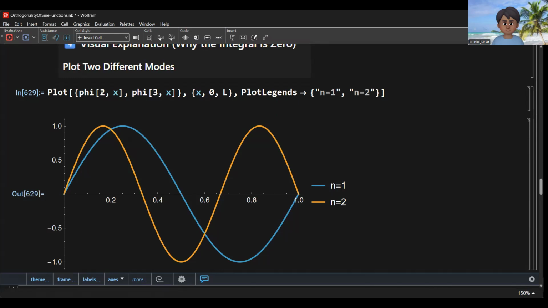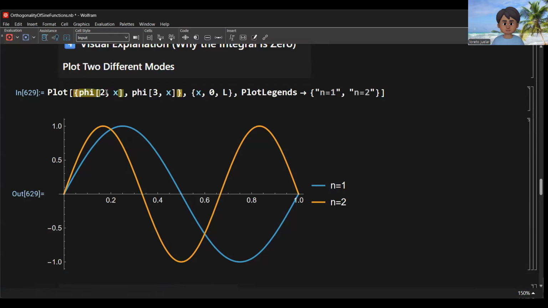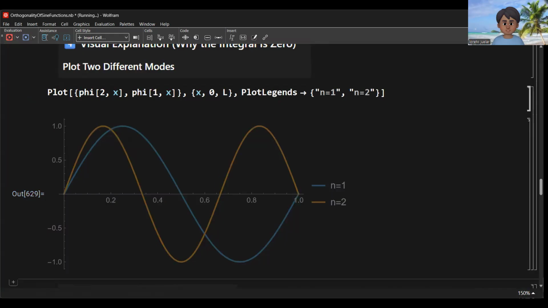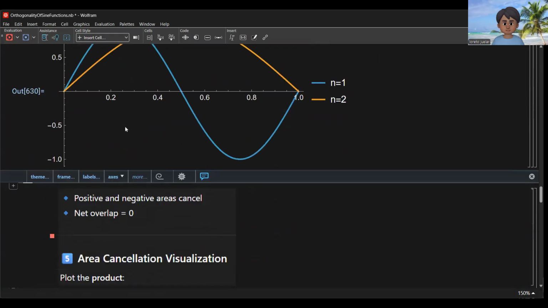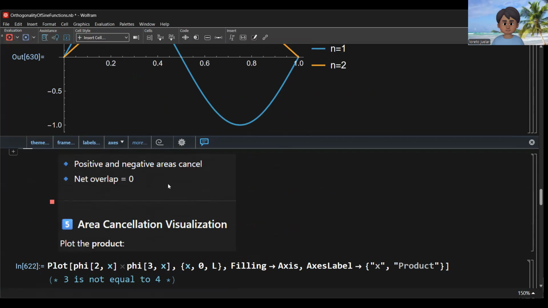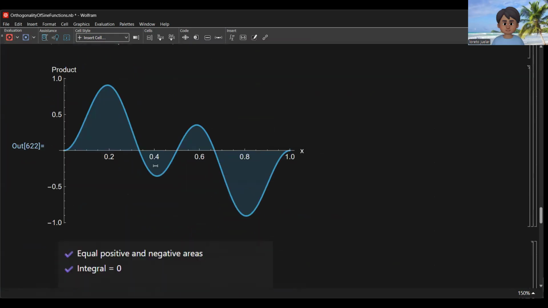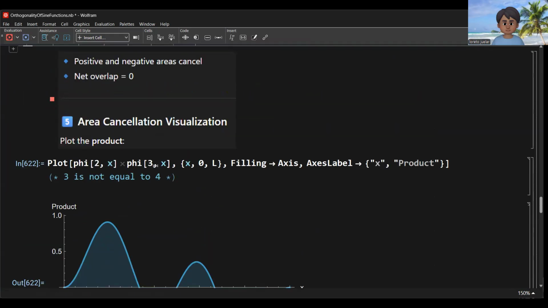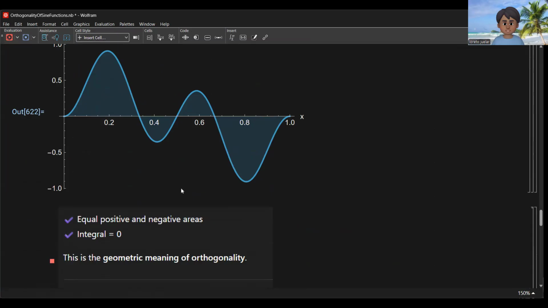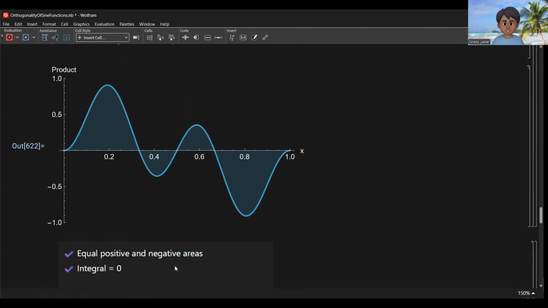Now let's have only n equal to 2 and n equal to 1 here. We have the positive and negative areas, and we have the area cancellations. So this is the meaning of the orthogonality, the geometric meaning of orthogonality.